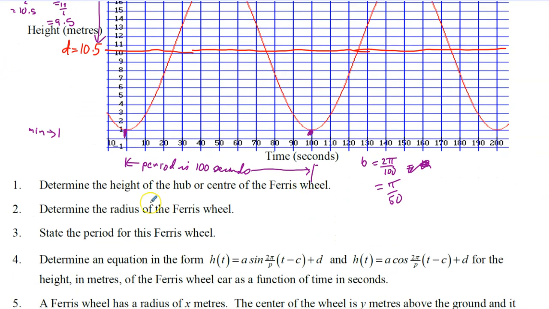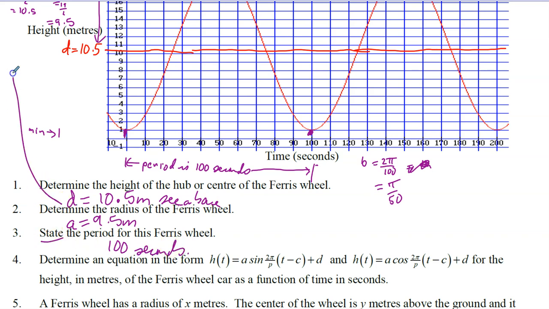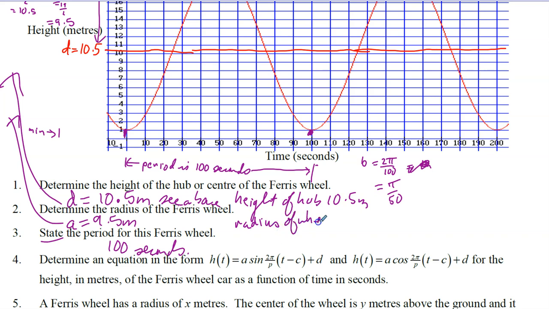Determine the height of the hub. Well, the hub is the midpoint, 10.5 meters. The radius, 9.5 meters. For that stuff, see above. Period is 100 seconds. Okay, so you notice it says state, so the determine is up here for both of these. So let's answer this really in English. Height of hub, 10.5 meters. Radius of wheel. The radius is the amplitude, or the amplitude is the radius. Radius of wheel, 9.5 meters.